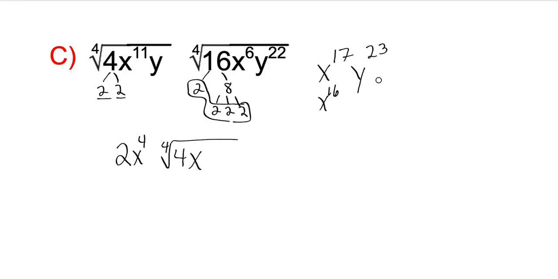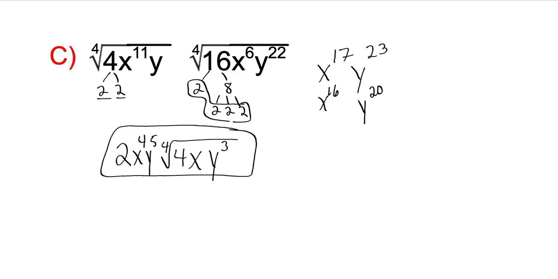How many groups of 4 can we get from y to the 23rd? That would be 5 nice groups, because that would be y to the 20th, and then there are 3 left, all right? So that's how we simplify that one. Now, kind of going back a little bit, we could have just done 16 times 4, and that would have been a 64. And we'd be doing 4th root, 64, x 17th, y to the 23rd.